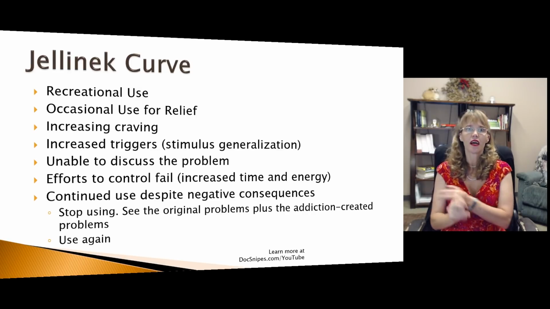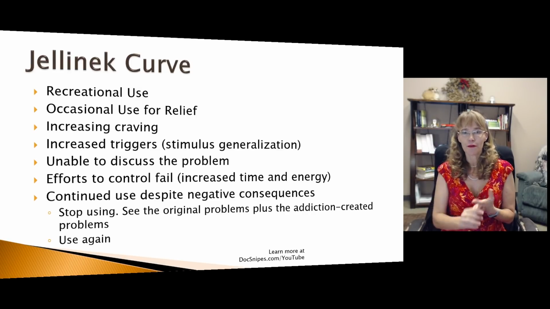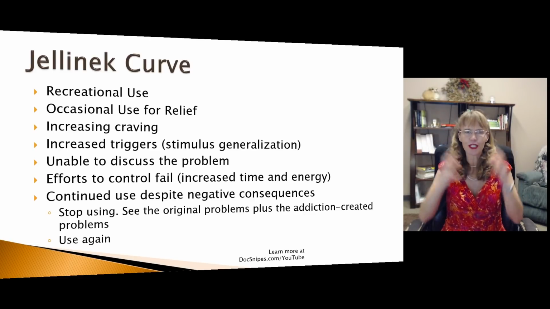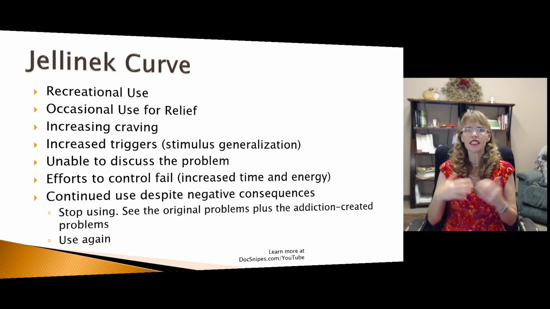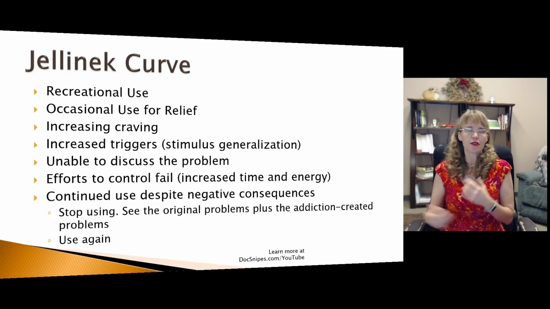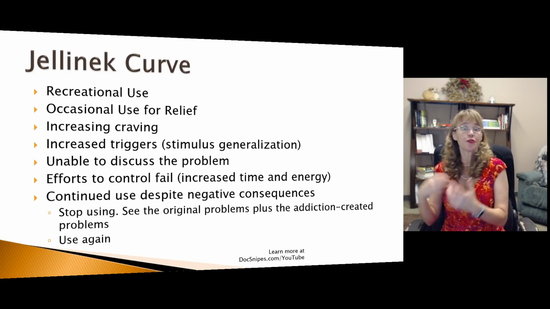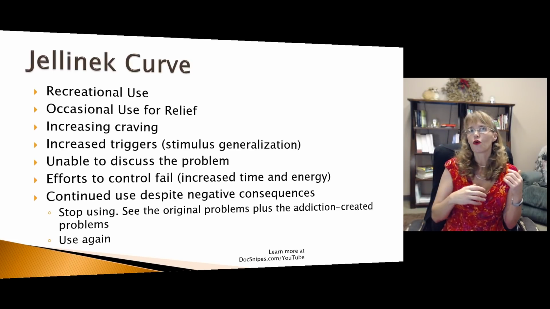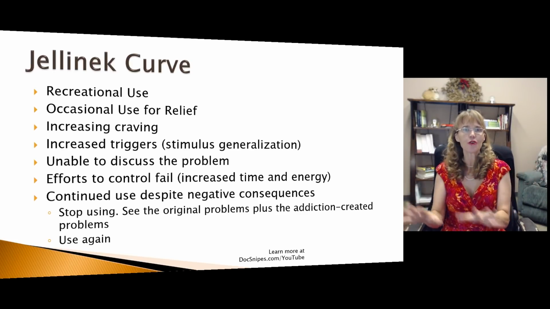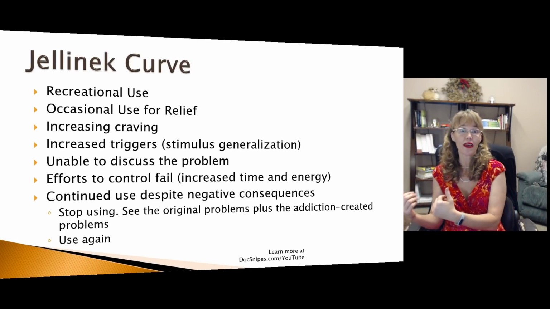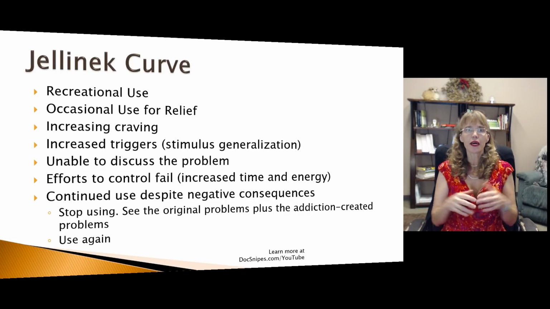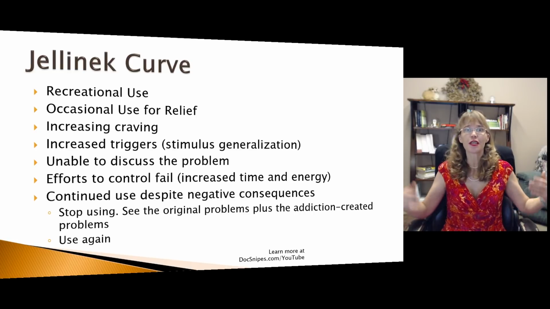They're craving the levels of dopamine and norepinephrine and those sort of chemicals in our brain that help us feel okay. Then we start seeing increased triggers. So as people start craving, they start using more. And then things that are associated with their using, like the places they use or the people they use with, become more numerous because they're using more often.